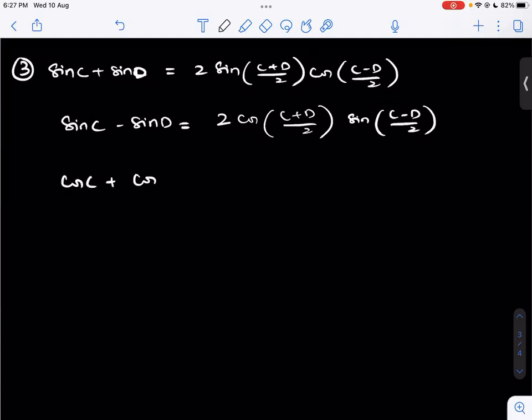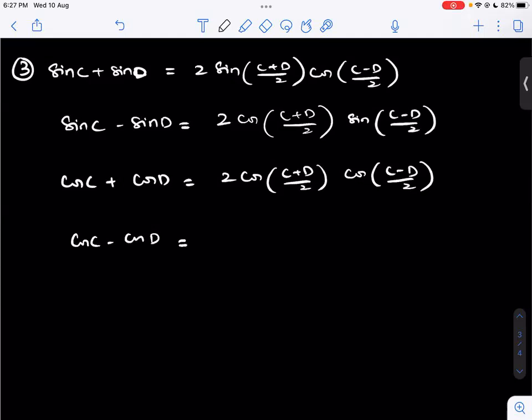Similarly, when you have cos C plus cos D, it is going to be 2 cos of C plus D divided by 2 cos of C minus D divided by 2. And you have cos C minus cos D, it will be minus 2 sin of C plus D by 2 sin of C minus D divided by 2.